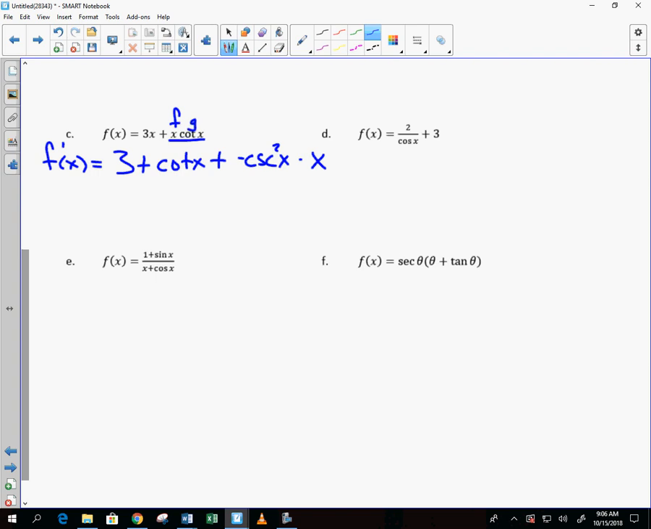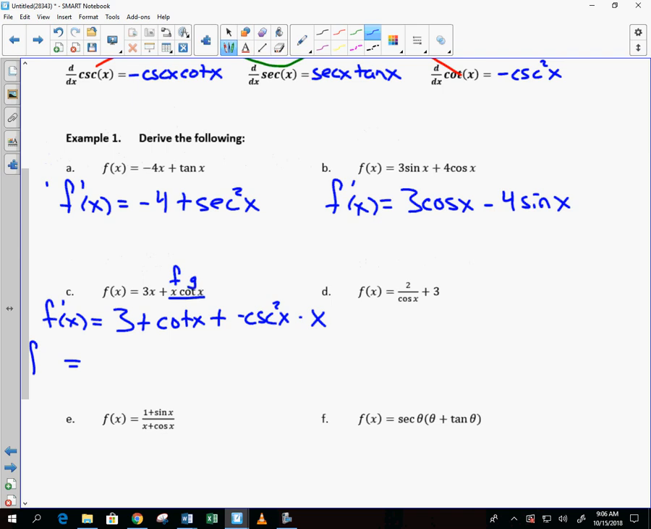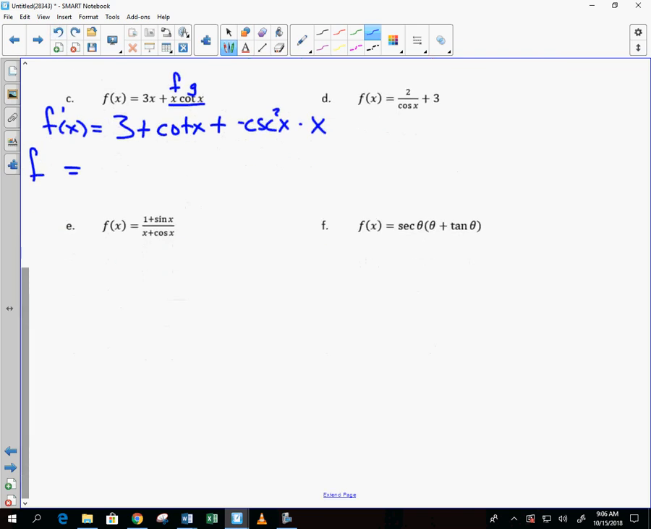I'm going to write that in a more user-friendly fashion. F prime of x is equal to 3 plus cotangent of x minus x cosecant squared of x. That's it.